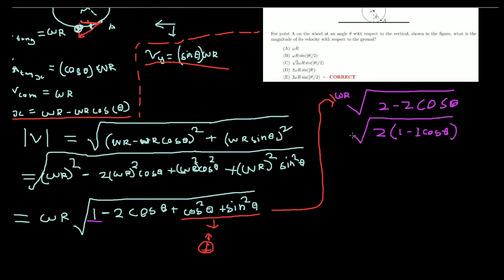Since this whole thing is under the square root, we can see that this resembles the half angle identity for sine. Sine theta over 2 is equal to the square root of 1 minus cos theta over 2. So we just have to get this in the form of over 2, and we could do that by multiplying and dividing by square root 2.